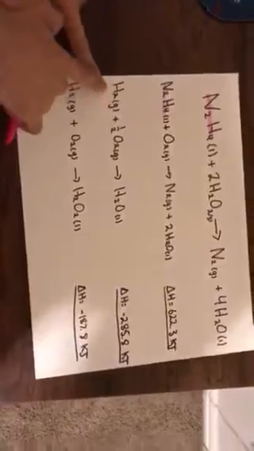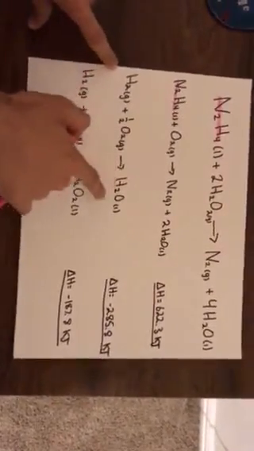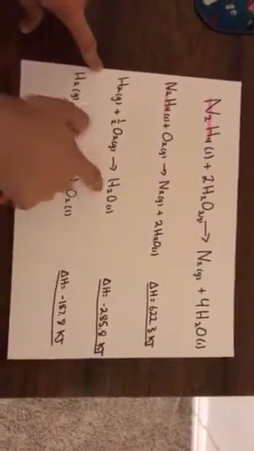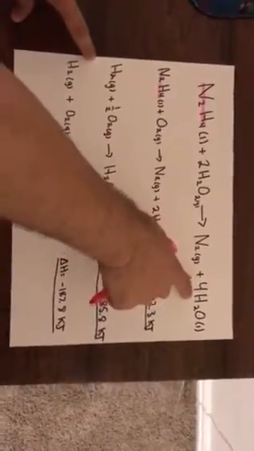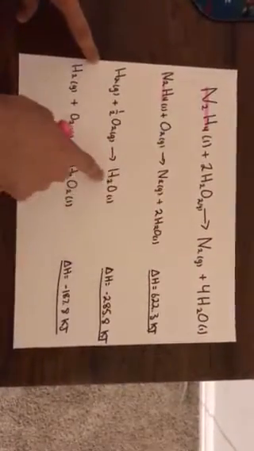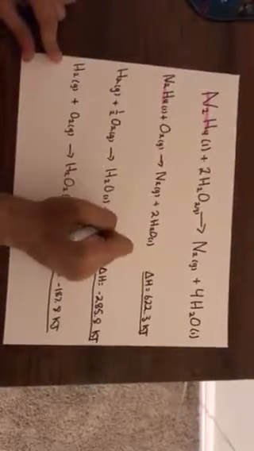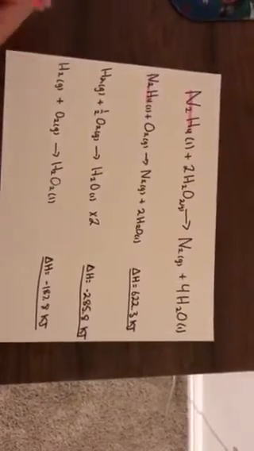In this equation, H2 plus 1/2 O2 yields H2O. H2O is found in the product. But since we already have a 2H2O here, we can just multiply this equation by 2, which will give us the second 2H2O we need.